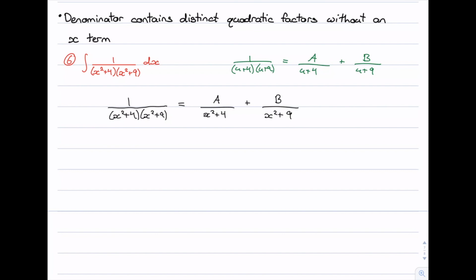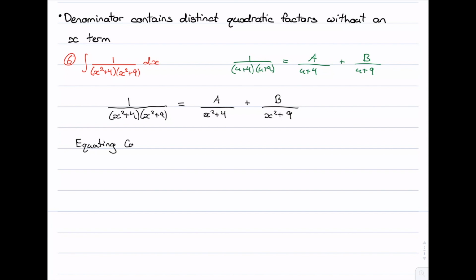Alright, so our job now is to find a and b. And we can do this in three ways like we've already seen: equating coefficients, substitution, and the cover-up method. Now I'm going to do all three in this example because it's very similar to what we've already seen, but in some cases it's just slightly different. So let's have a look at the first case where we're equating coefficients.